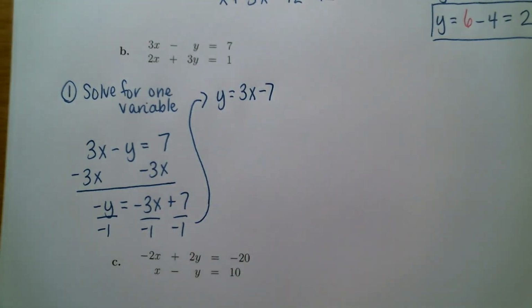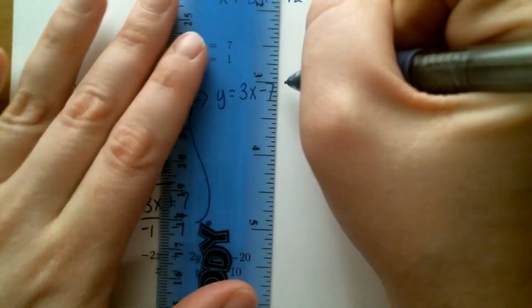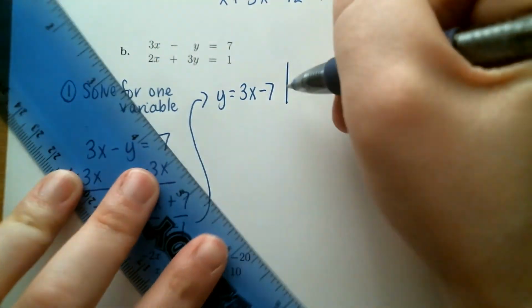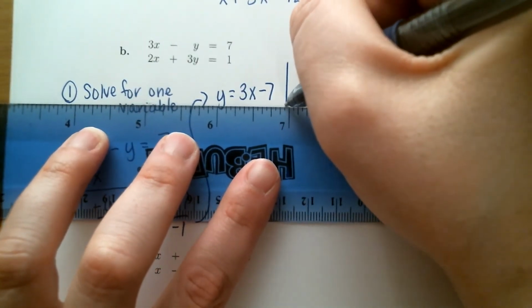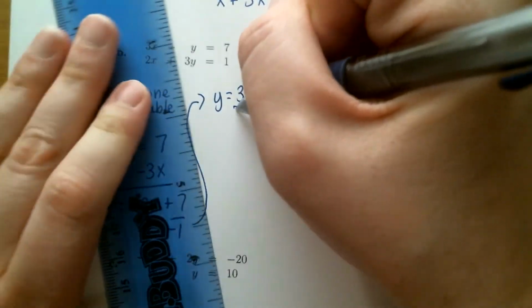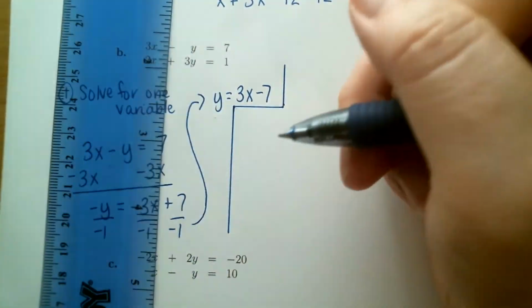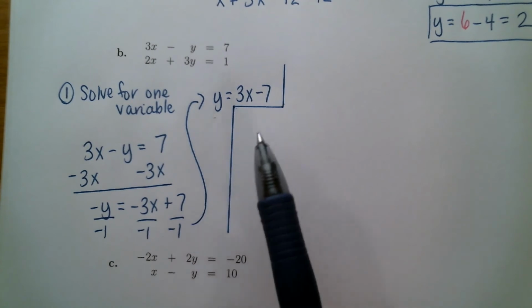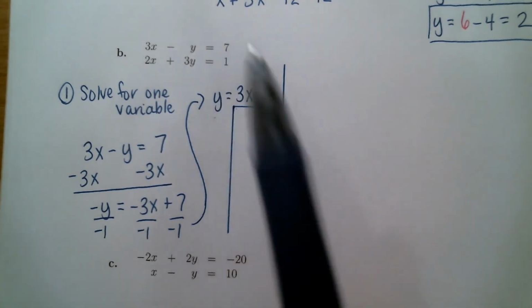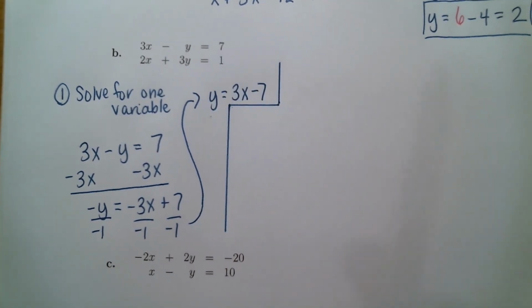So the first equation has been solved for y. You could have solved it for x, but that would have introduced a fraction, which is fine. It's just more of a pain to work with. Let me partition this off so I have enough room. The next thing we're going to do is plug this result into the other equation. Remember, we got this information from equation 1, so now we have to use the other equation.